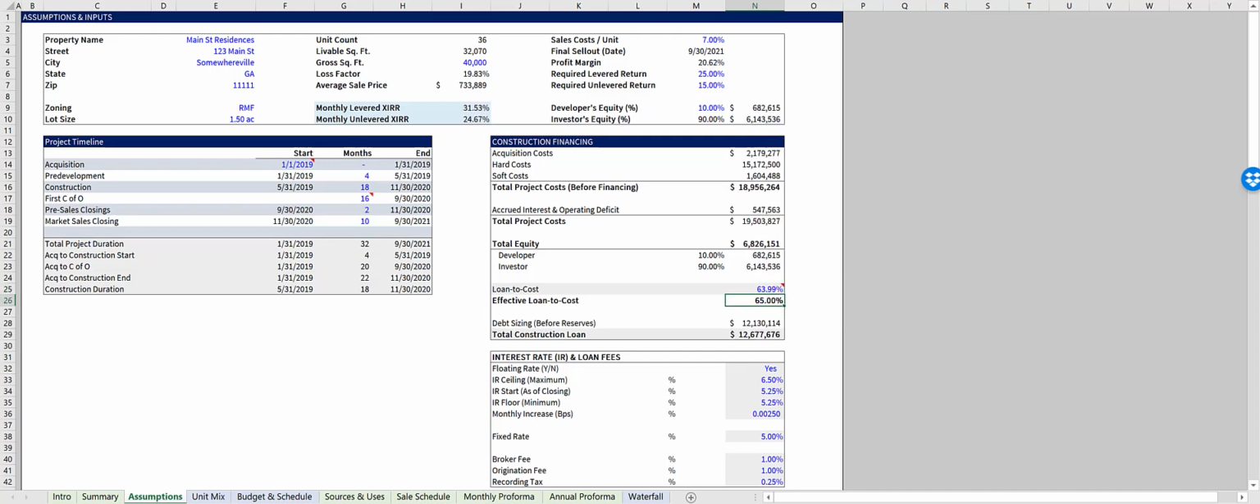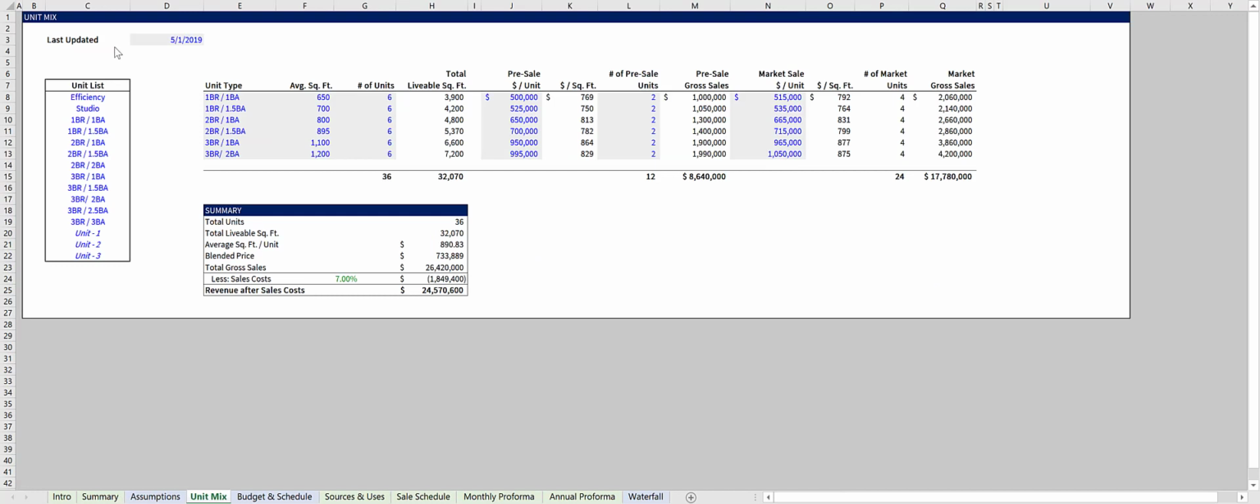Done. The Unit Mix tab is where you choose the various unit types and input detailed information for each of the unit types, including sale prices. This model gives you the option to pre-sell units before construction is complete, so you can input different average sale prices for pre-sale units and market sale units. That would be here and here respectively. Below the Unit Mix inputs is a summary that outlines your total gross sales and other metrics such as average square foot per unit and blended purchase price.